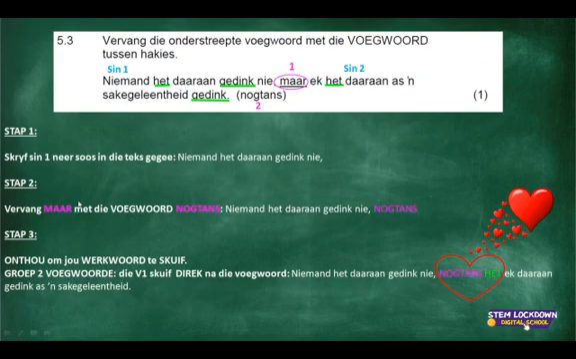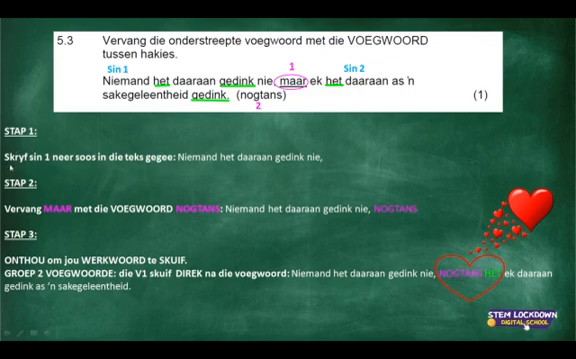Okay, so if we look at that question, as ons kyk na sin 1, if we look at sentence 1, my verbs are het and gedink. Okay, I already said maar is a group 1 conjunction. If I look at sentence 2, I've got a het and gedink. And if I join my two sentences, I have to join it with nogtans, and nogtans is a group 2 conjunction. So how do I approach this question?